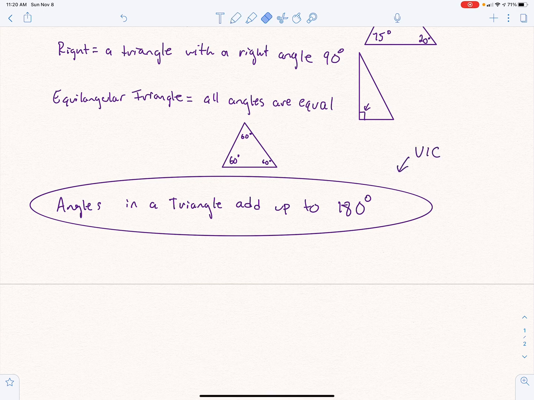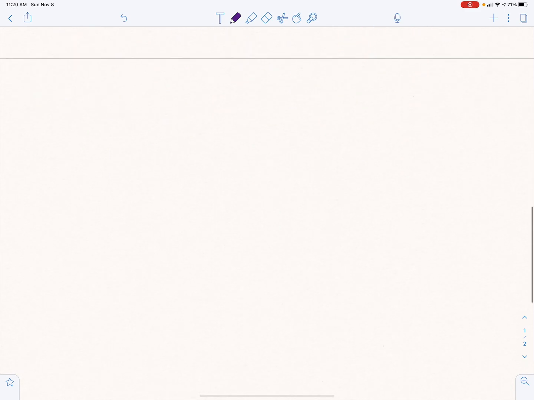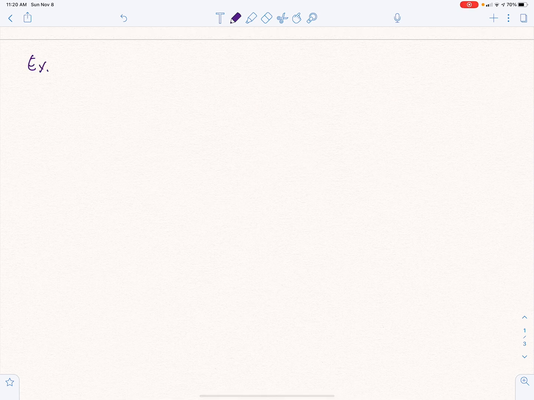Got to remember that. Again, this one adds up to 180 because 60 plus 60 plus 60 is 180. This one up here, 75 plus 85 plus 20, also equals 180 degrees. So, very important to remember that. All right. So now, as we're talking about the angle measure of a triangle, the first thing we're going to do, if we got asked a question, or here's an example, we want to find the third angle.